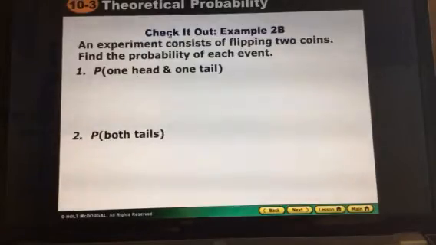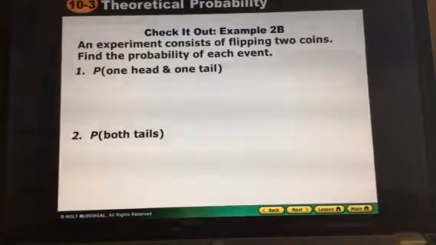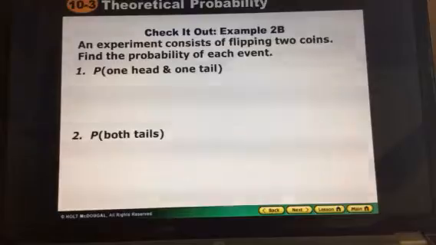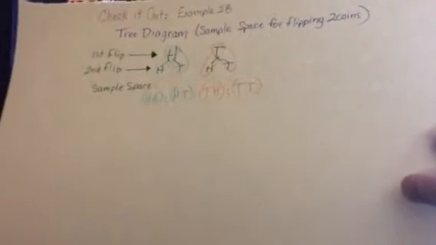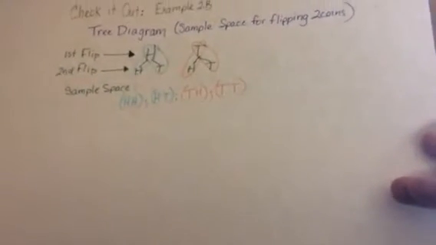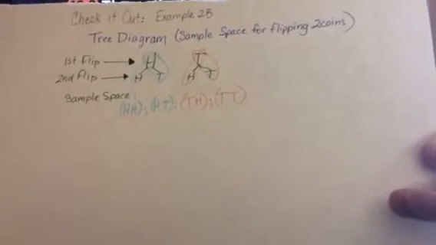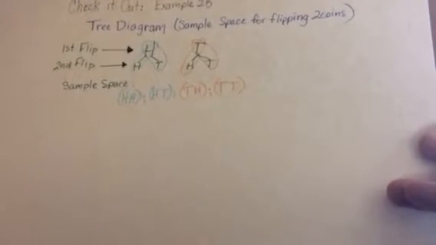All right, so now we have another experiment that consists of flipping 2 coins. Find the probability of each event. So the first one is find the probability of 1 head and 1 tail. So I have, and I'm going to hold this up here, I have drawn out a sample space. Let's see if you can see that. There we go. Okay, so this is Check It Out 2B, the one on your slides there for your notes.